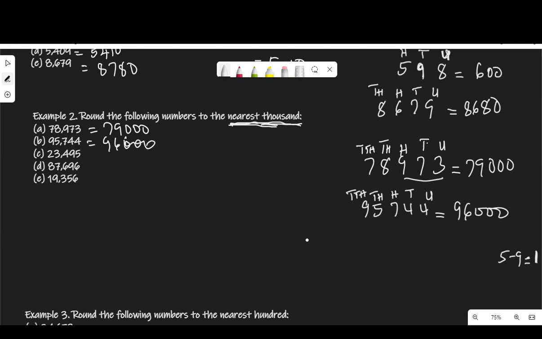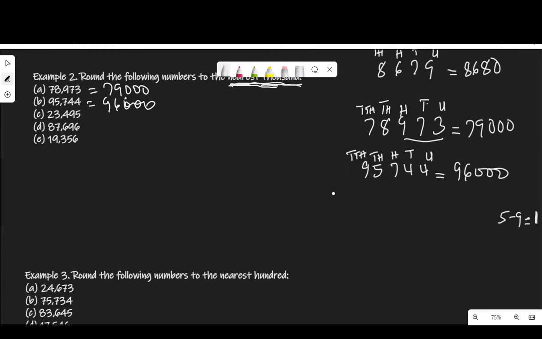Okay, that is that for that. Let's move on to the next one. Next one will have 23,495. This is units in terms of their place value now. This is tens. This is 100. This is 1000. And this is 10,000. So which digit is in 1000 position? 3. The next digit to it is 4.